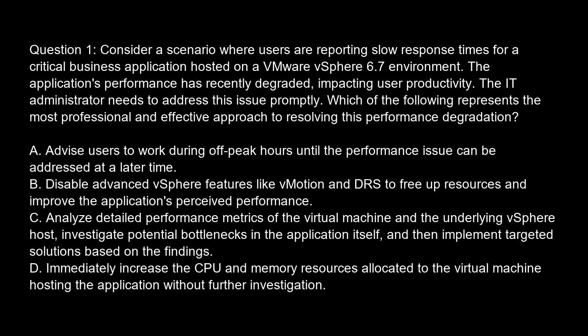Option A. Advise users to work during off-peak hours until the performance issue can be addressed at a later time. Option B. Disable advanced vSphere features like vMotion and DRS to free up resources and improve the application's perceived performance. Option C. Analyze detailed performance metrics of the virtual machine and the underlying vSphere host, investigate potential bottlenecks in the application itself, and then implement targeted solutions based on the findings. Option D. Immediately increase the CPU and memory resources allocated to the virtual machine hosting the application without further investigation.